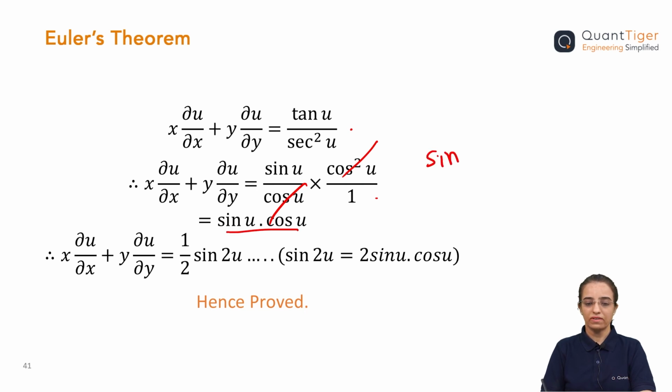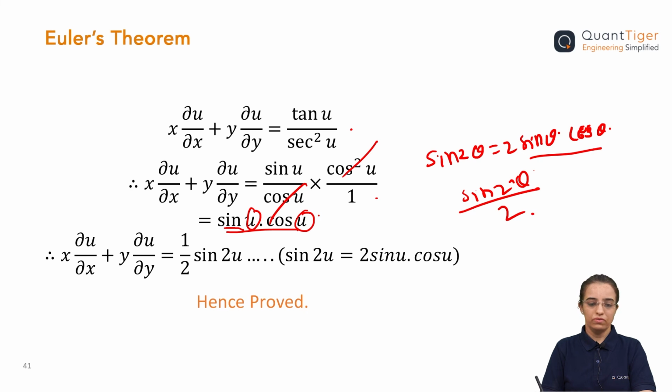If you remember, you have studied it in class 2, sin 2 theta is equal to 2 sin theta cos theta. You have used this formula very often, and we have to use it here. Here instead of theta, it is in terms of u, but actually the same formula we will be applying. So instead of sin u cos u, we can write 1/2 sin 2u. This is the formula I used just by rearranging, and this is nothing but the RHS which they ask us to prove.